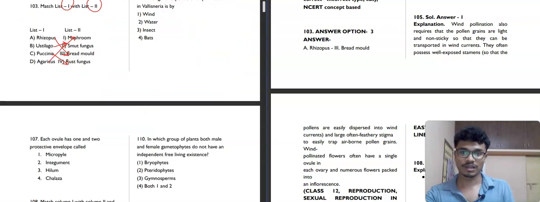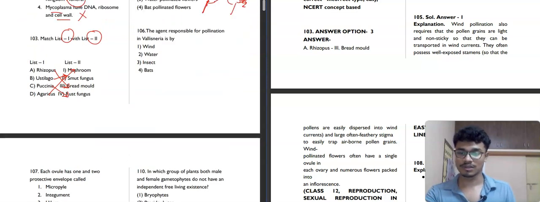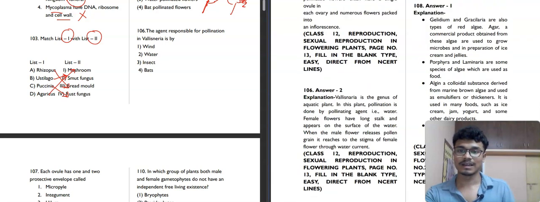Now we'll move towards the next question, question number 106. Let's see what it is saying. The agent responsible for pollination in Vallisneria is wind, water, insect, or bats. Vallisneria is a genus of aquatic plants, so the pollination will be through water. The second option is our correct answer.